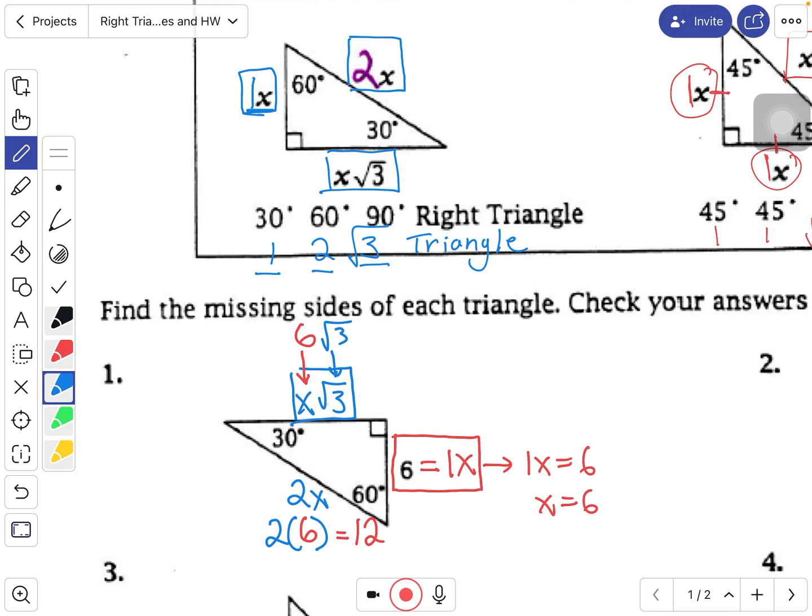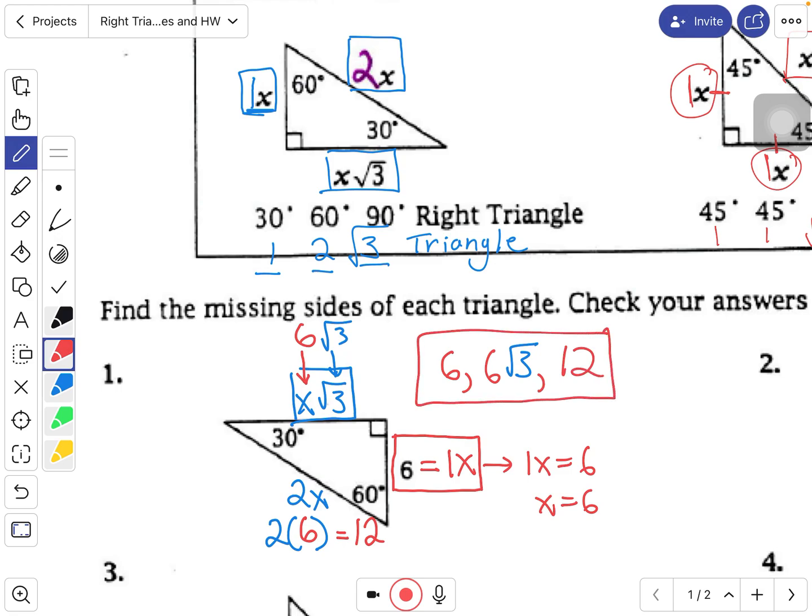The last step is to just write the sides from smallest to largest. So my given side was the smallest number, that's 6. The side across from my 60-degree angle would always be your medium length side, so that's going to be 6 square roots of 3. And then your hypotenuse is always your biggest side. That's 12. So the three side lengths there are 6, 6 root 3, and 12.